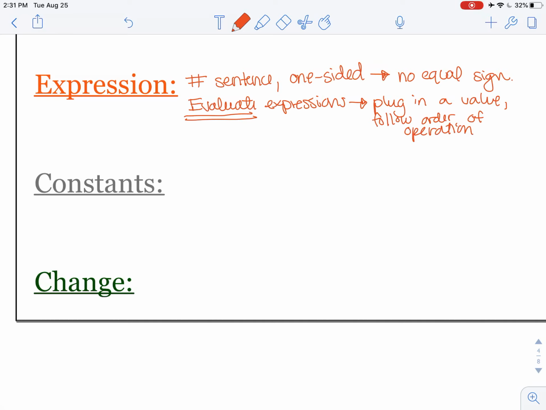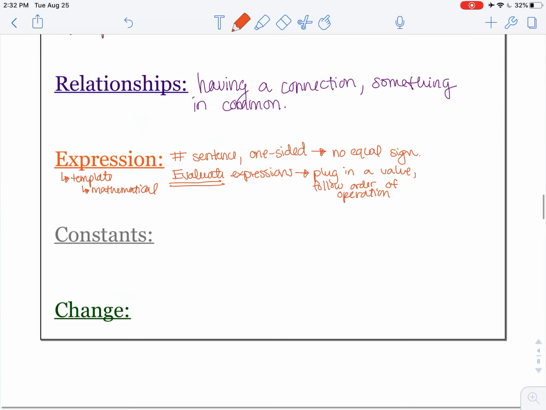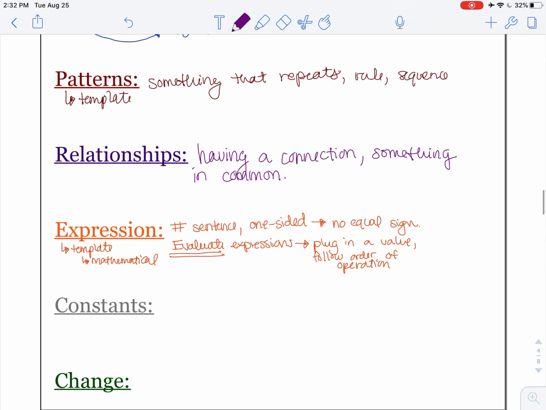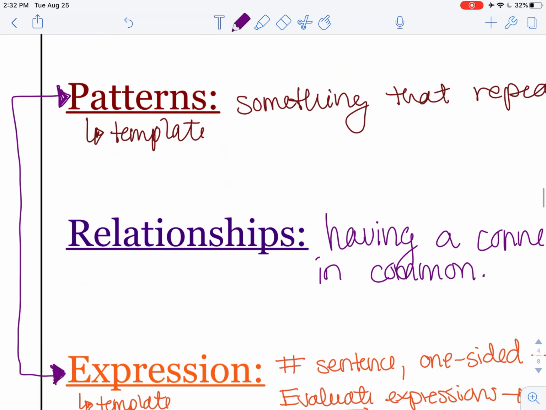And now, an expression is another type of template. But this one is more of a mathematical template. So you might notice a similarity and a relationship. And that relationship is between patterns and expressions. They are the same thing. A pattern and an expression are the same thing. But patterns are with words.